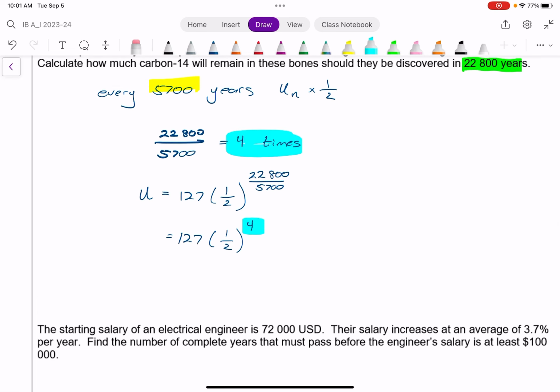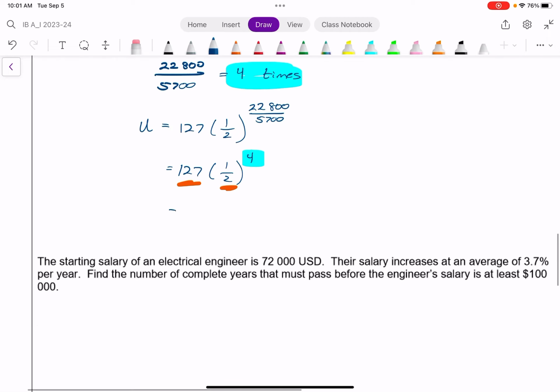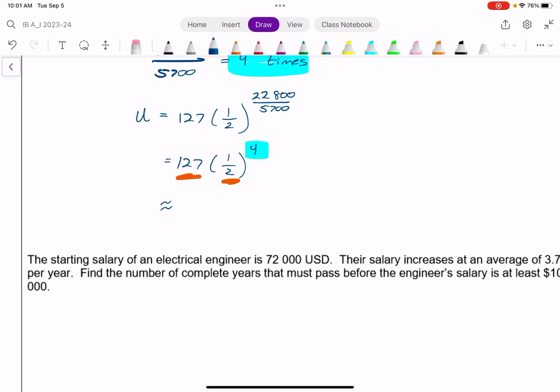Because that's literally showing what I've mentioned already, that the initial amount of carbon-14 will be cut in half, multiplied by half, 4 times. Now again, at this point, it's just a matter of our calculator, and we get approximately, after 22,800 years, or after taking that initial amount and dividing by 2 4 times, we get approximately 7.94 grams.